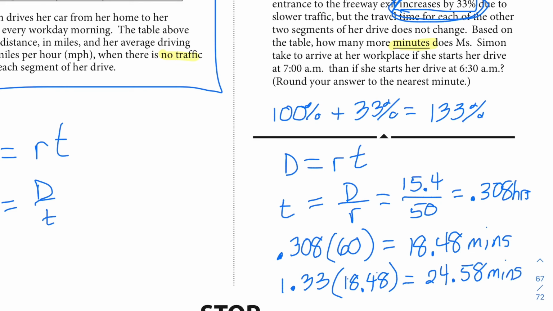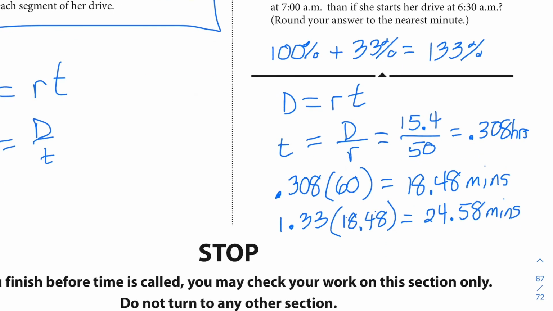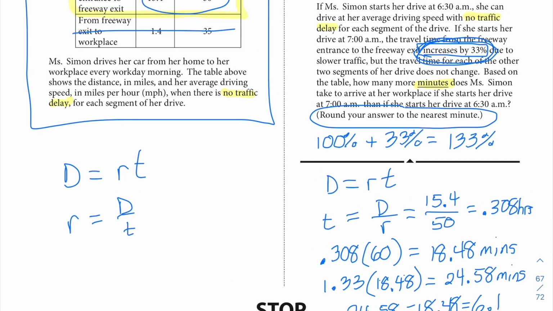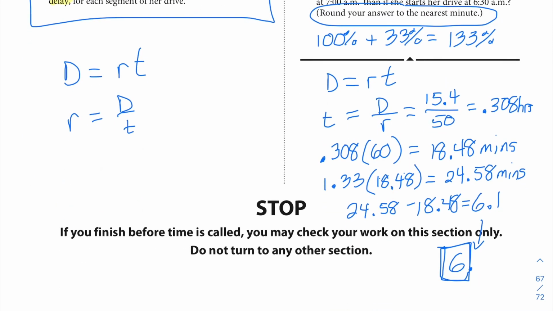And they want the value rounded to the nearest minute. So this is going to come out to 6.1 when you take the difference, and 24.58 minus 18.48 is 6.1, which for our answer means that we're bubbling in 6. Because they say round your answer to the nearest minute. And again, for grid-ins, we have to be very careful about some of those kinds of things to make sure that we end up getting the credit for the question that we spend so much time solving.